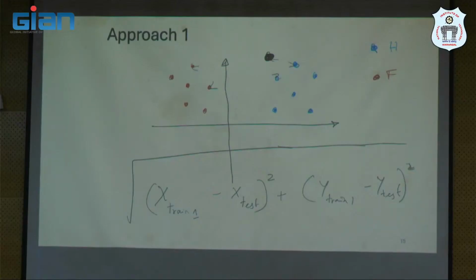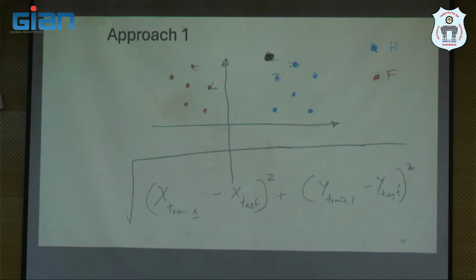So is this approach clear? The first thing is you have to calculate the distance of any given test point to every other point of the training data set. Once the distance is calculated, what do you do? You have to sort it in ascending order, in increasing order.